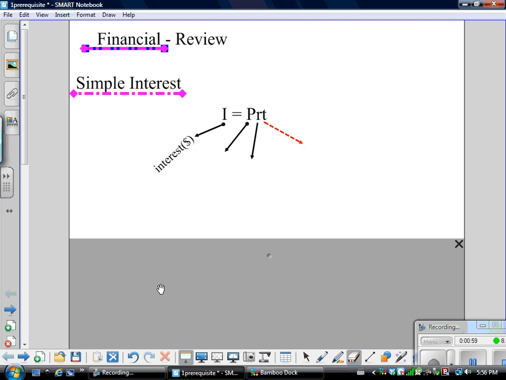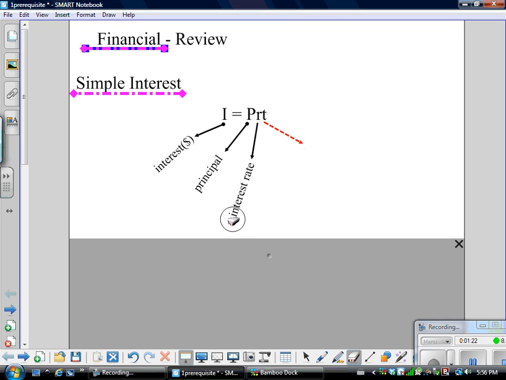It is not an interest rate, it is actually interest as far as dollars go. I invest this amount for this length of time at this interest rate. How much will I have made in interest? That's what this formula is calculating for us. P is the variable that stands for principal, so the initial amount that we're putting in.